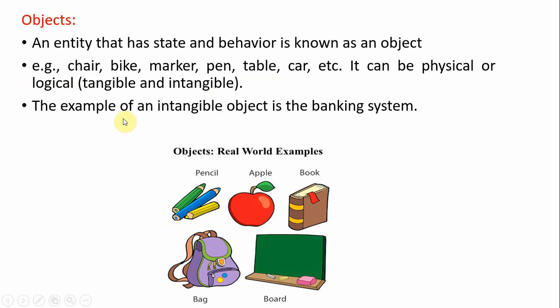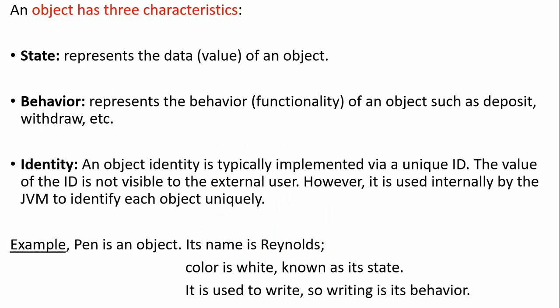If you want an example of intangible things, that is a banking system. We have different banking systems like SBI, Axis Bank, ICICI. We know the existence, but we cannot see it. So that is nothing but a banking system, an intangible object.